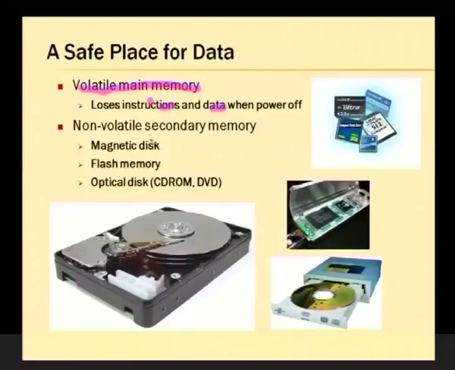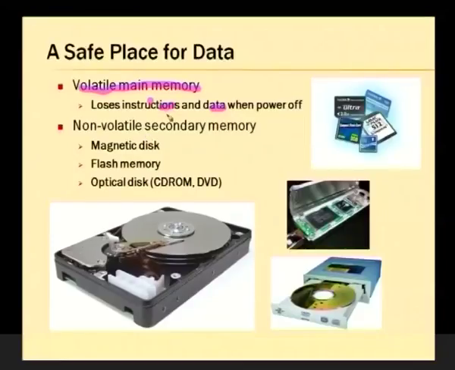The other is your non-volatile or secondary storage. On the secondary storage, data will be stored more permanently. Even if you switch off power, data will be stored. So what are the different types of non-volatile devices that we have here? These are things you must definitely be already familiar with. We have magnetic disks, then flash memory, then optical disks, CD-ROMs, DVDs. All these are different non-volatile secondary storage devices that we have today.